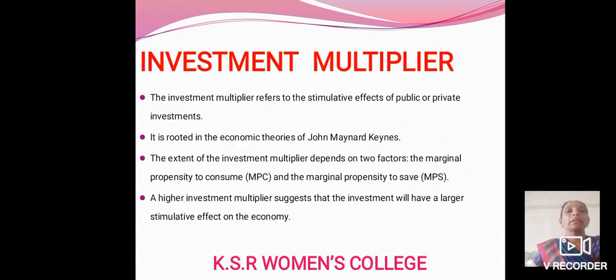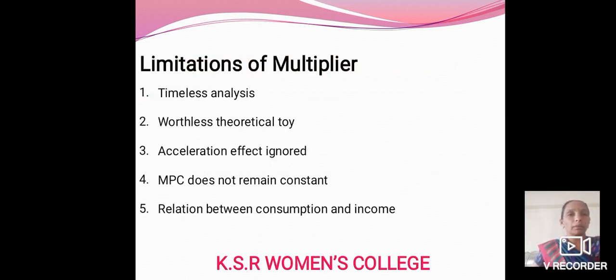Investment multiplier. The investment multiplier refers to the stimulated effects of public or private investment. It is rooted in the economic theories of Keynes. The extent of the investment multiplier depends on two factors. One is the marginal propensity to consume. Next one is the marginal propensity to save. A higher investment multiplier suggests that the investment will have a larger stimulating effect on the economy.